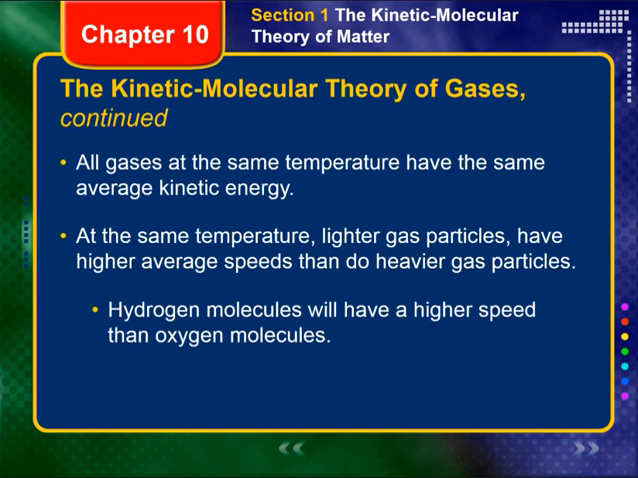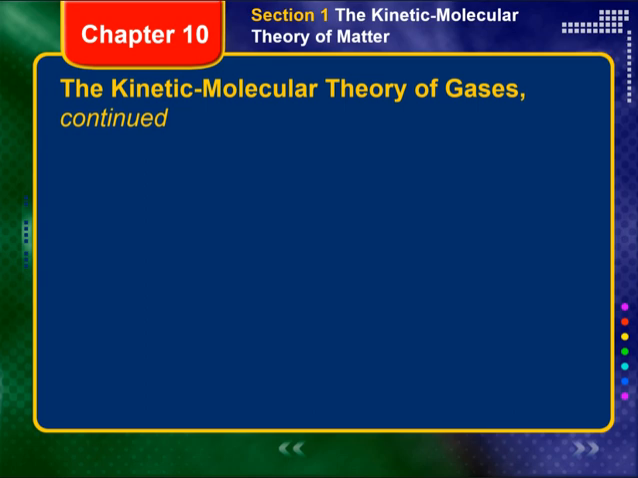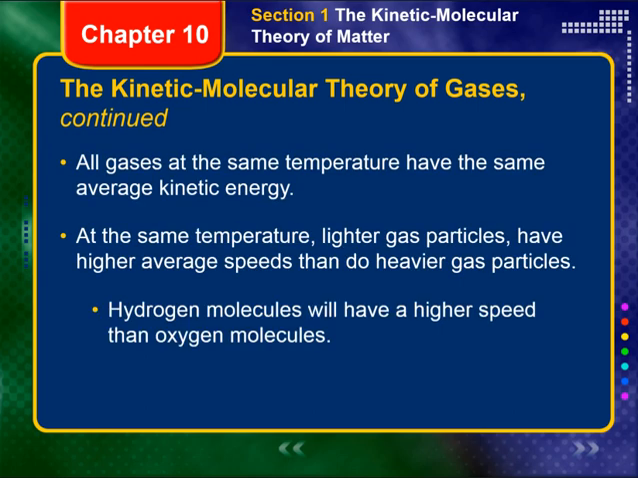But going back to that equation, if the kinetic energy is constant, but the masses vary, that means in order to maintain the equality, the velocity is going to have to change to make up for that. So at the same temperature, therefore the same average kinetic energy, lighter gas particles have higher average speeds than do heavier gas particles. For example, hydrogen molecules have a higher speed than oxygen molecules.